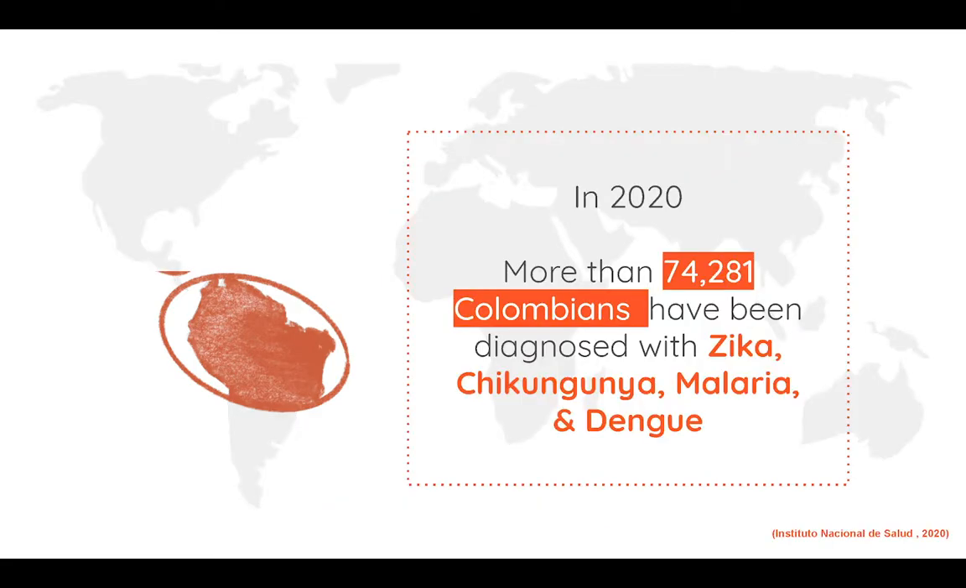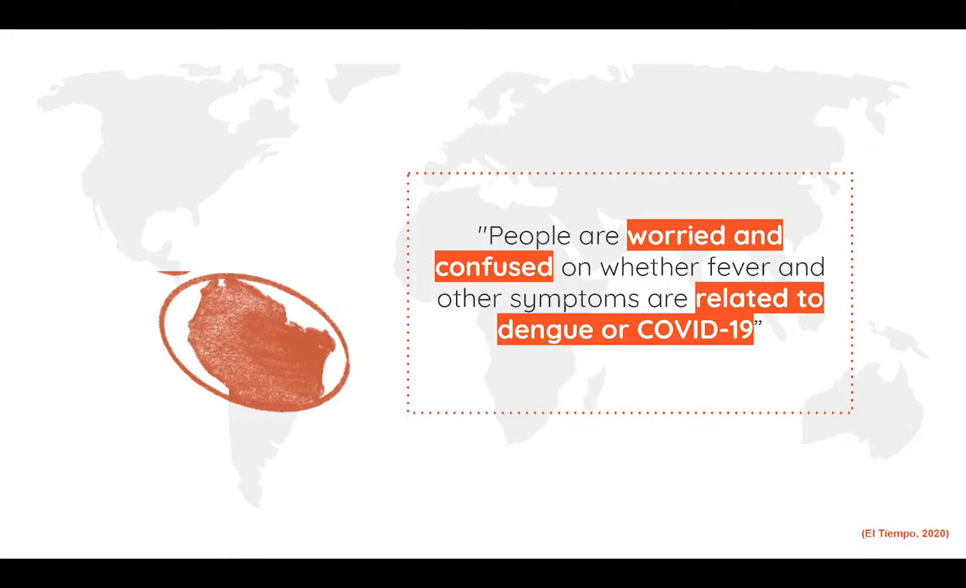Based on the Colombian National Health Institute recent report, almost 75,000 people have been diagnosed with vector-borne diseases. You might be wondering, why is it more dangerous than COVID-19? People are now worried and confused on whether a fever and other symptoms are related to dengue or COVID-19.